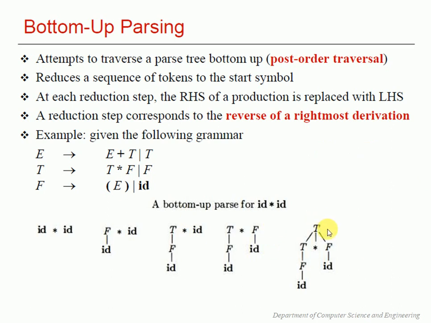See here, so this tree gets converted in the reverse manner, and now you have only T as the string, and the T forms the right hand side of a particular production. E gives T, which makes the reduction possible to the start symbol E. So E is the root of this tree, which is the start symbol here, and this is the whole tree, which makes the bottom up parse complete. And it also means id star id is a valid string for this particular grammar.